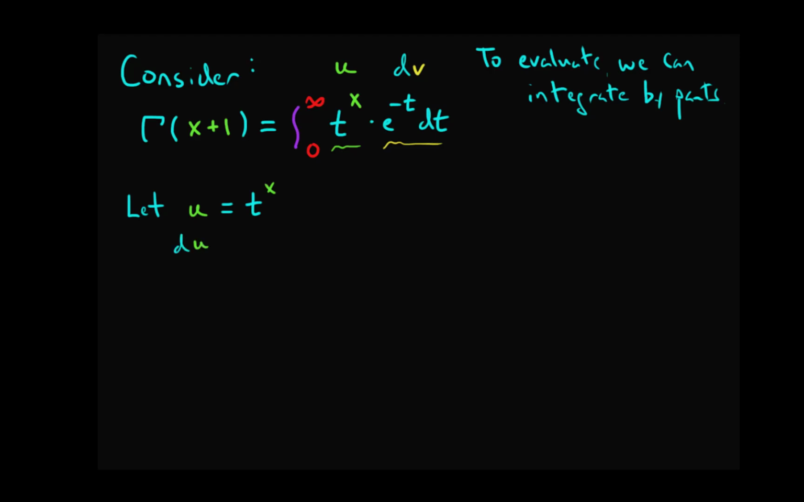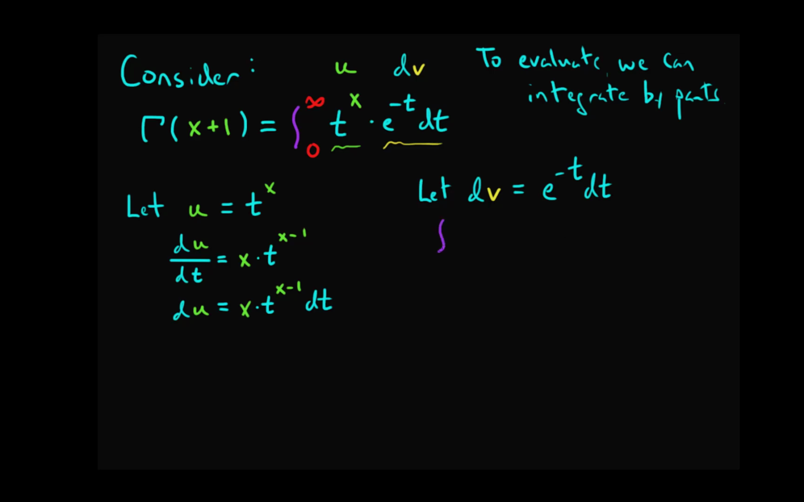So here we'll let u equal t to the x, and then differentiating we have du dt equals x times t to the x minus 1. That's just a use of the power rule. Therefore du will equal x times t to the x minus 1 dt. And we'll let dv equal e to the negative t dt. Then integrating both sides, we have that the integral of dv equals the integral of e to the negative t dt. Therefore, v will equal negative e to the negative t.